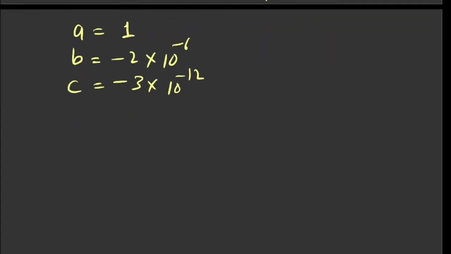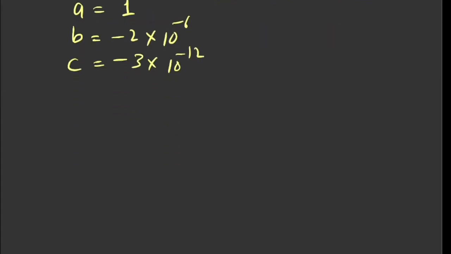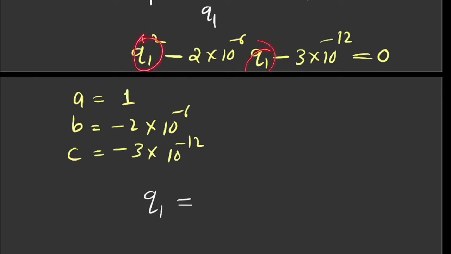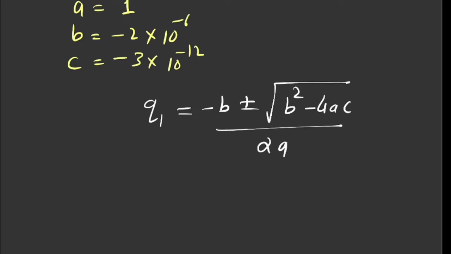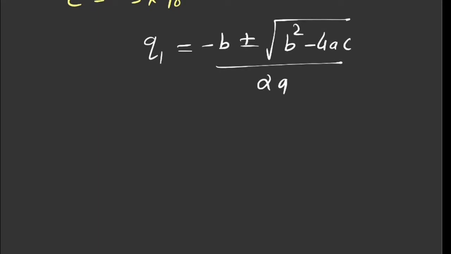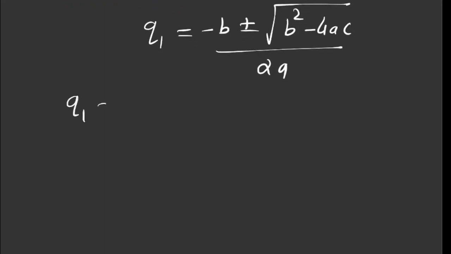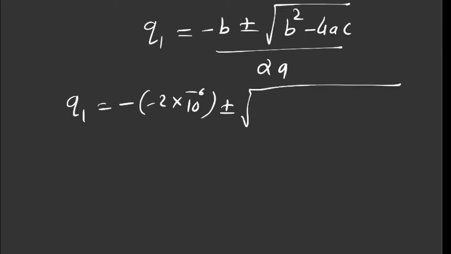Now let us solve the quadratic equation. What is the formula of the quadratic equation? How do you get the value of q here? The value of q1, because q1 is the variable, is calculated by using minus b plus or minus under root of b square minus 4ac divided by 2a. Now we have all the values a, b and c. Just substitute the values. q1 is equal to minus b, where b is minus 2 into 10 to the power minus 6, plus or minus under root of b square minus 4ac.